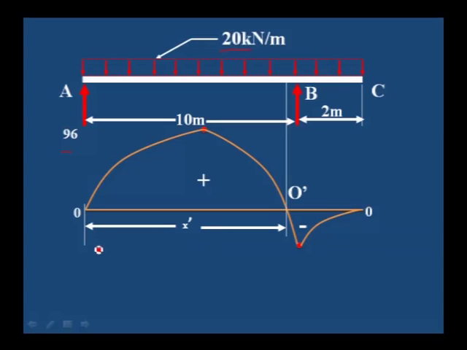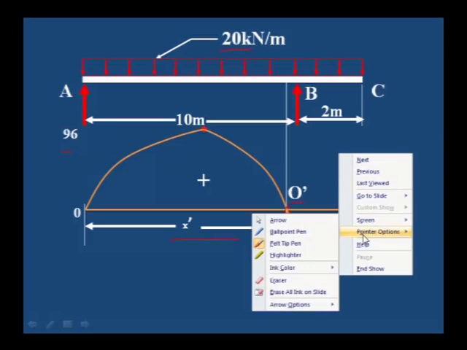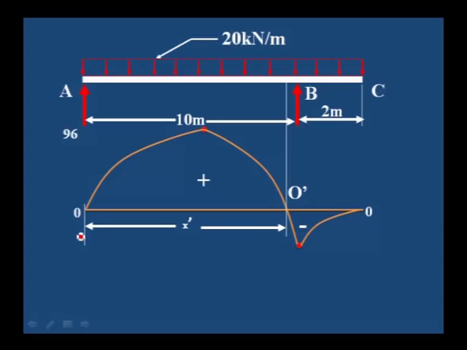You can take anywhere. Now we consider the x dash from A to O dash, the point where bending moment is changing. That point we can call O dash. This O dash bending moment is 0. Let us take the moment about O dash. What are the loads acting on the left side from O dash? It is 96 and 20. On the right side, it is RB and 20 kilonewton per meter.